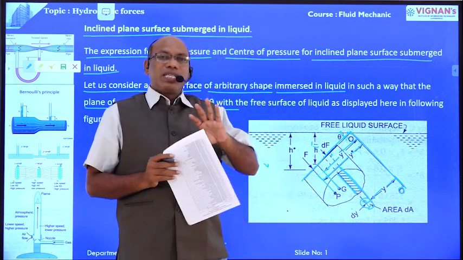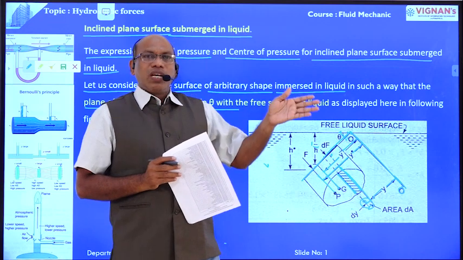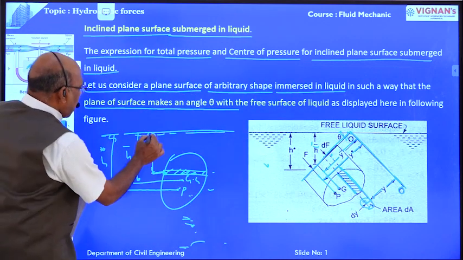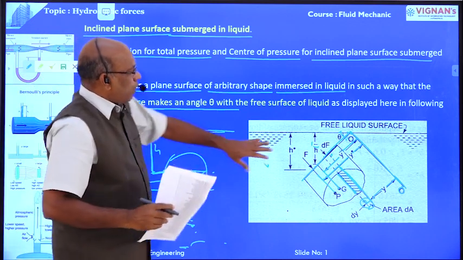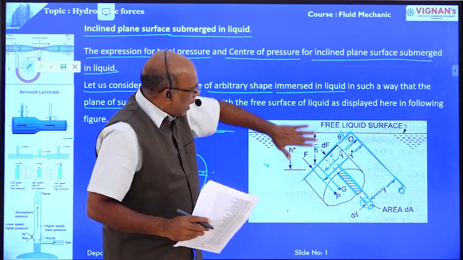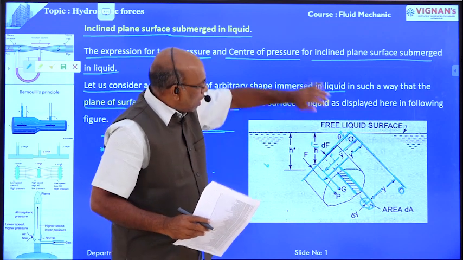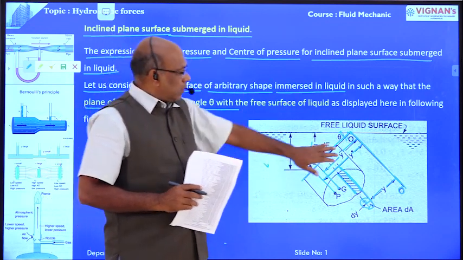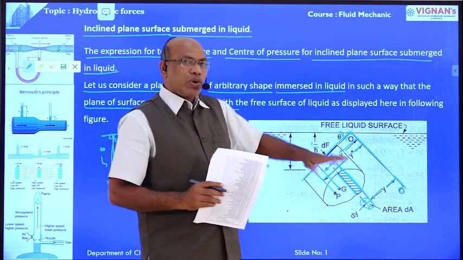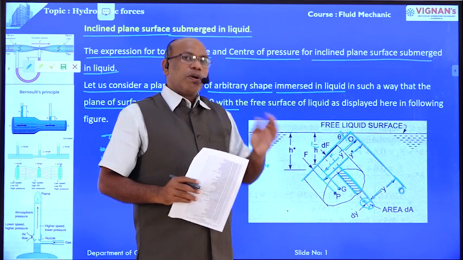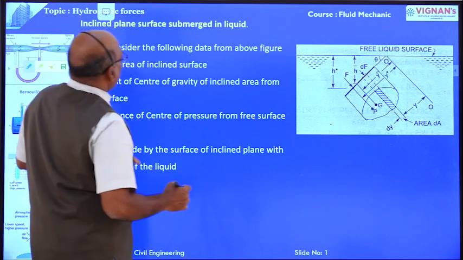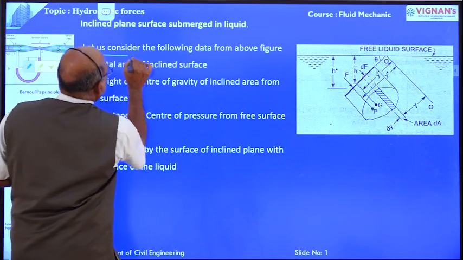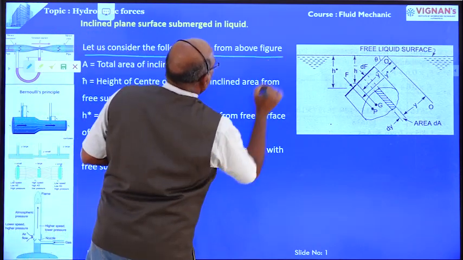These are the differences compared with the earlier one. In the earlier case we directly had H bar, H star, but now we do not directly have H, H star and H bar. Based on this figure, we are going to develop H star, H bar and H. This is the diagram. Let us consider the following data from the above figure.